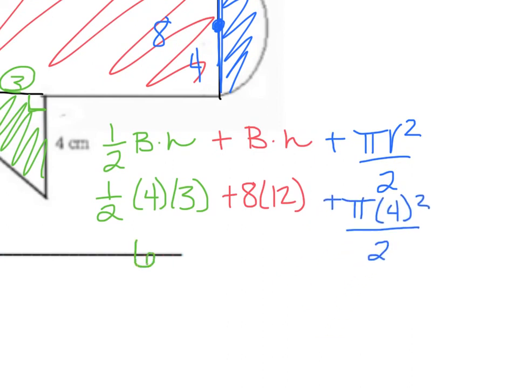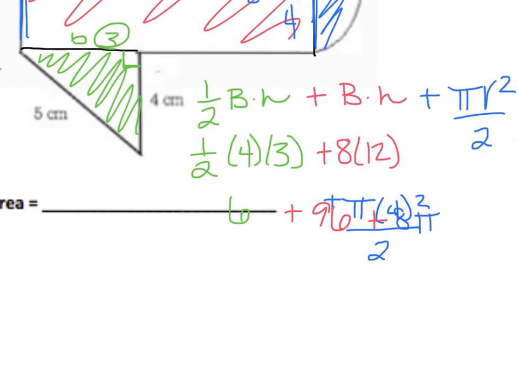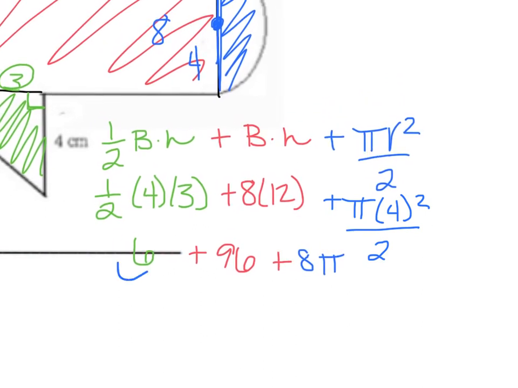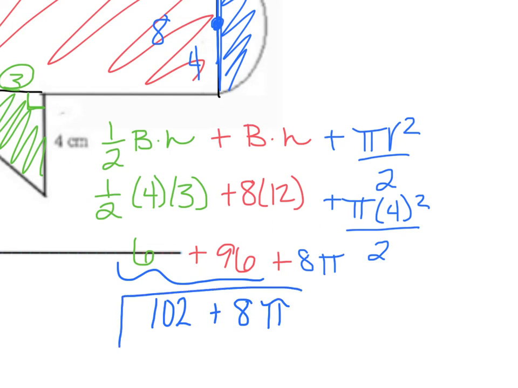So this is going to be 6 plus 96 plus 8 pi. And it wants the answer in exact area. So I want to go ahead and leave it with pi in my answer. So all I'm going to do is add the 6 plus the 96 to give me 102, and then just keep 8 pi as it is. And I can't combine those terms because they don't both have pi's. But that would be your final answer.